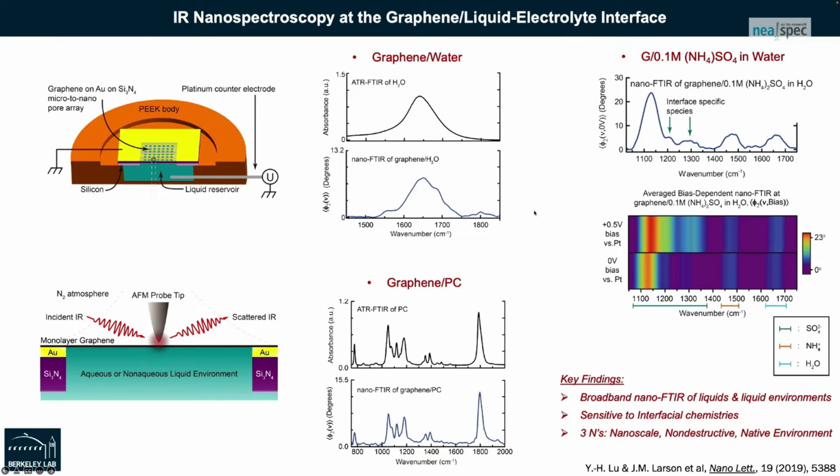So this was a really good accomplishment for our group, and was utilized as a springboard to move on to other things. But the big conclusions were that the measurement of liquids in liquid environments with broadband Nano-FTIR was possible, and especially that we were sensitive to interfacial chemistries. And those three ends that I referenced earlier were accomplished: we were able to look at this interface with nanoscale sensitivity in a non-destructive fashion and within its native environment.